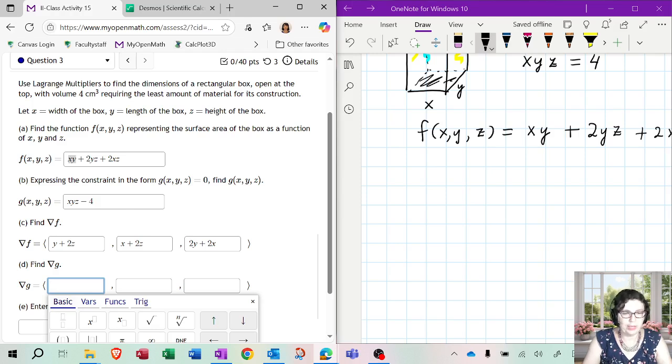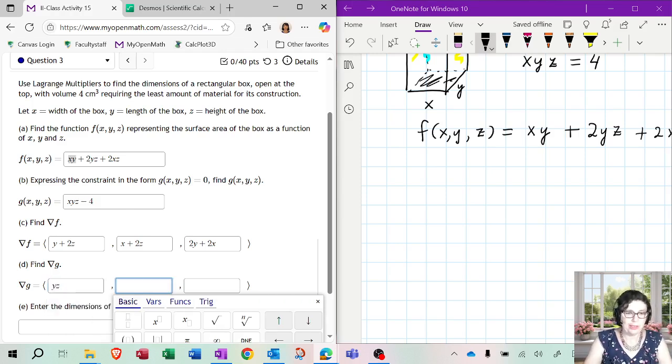So xyz, derivative with respect to x. Both y and z are just numbers, so we keep them. And so this is going to be yz. A similar argument will show that that's xz, and then this is xy.